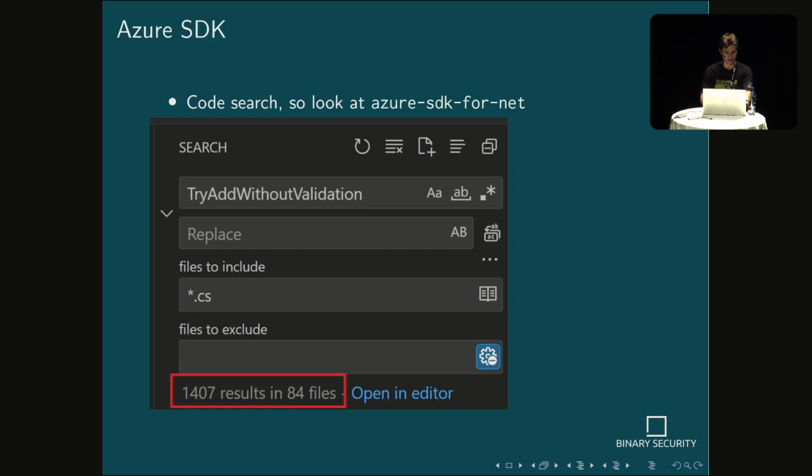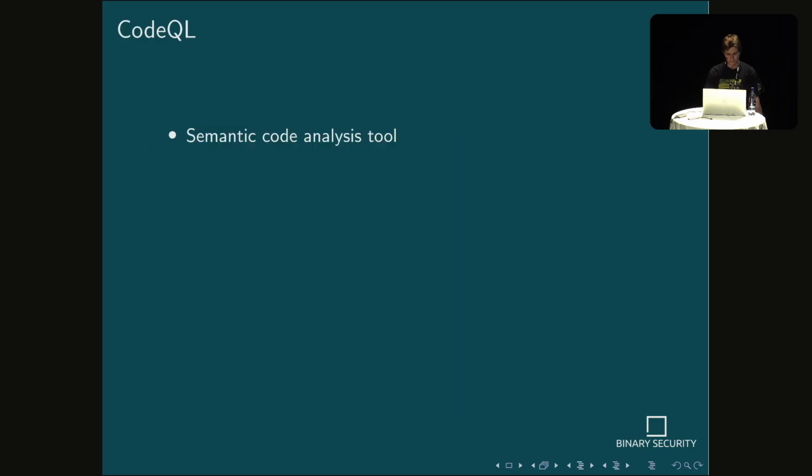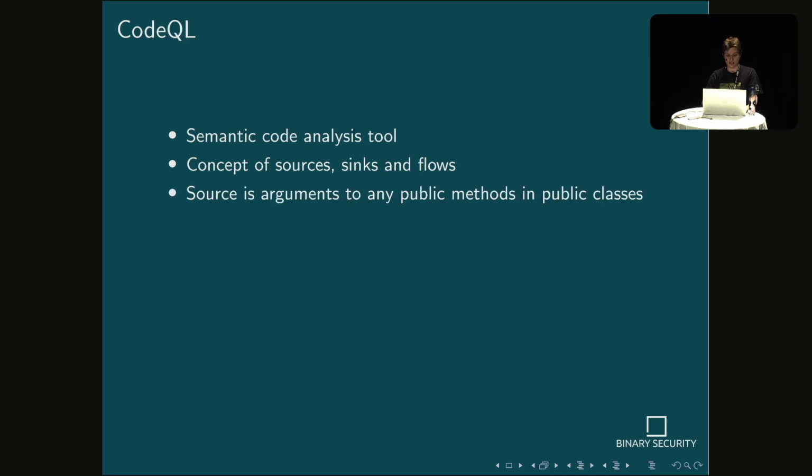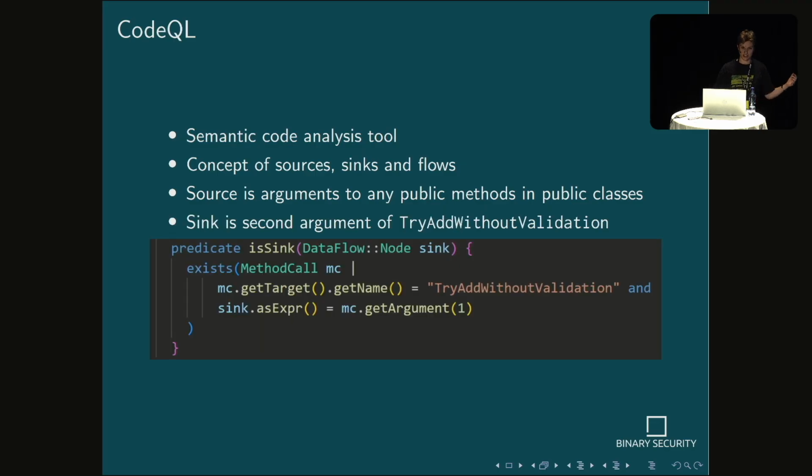So I had to learn how to use better tools. So enter CodeQL. CodeQL is a semantic code analysis tool, which means that I guess you hook it into your build system, and it has actual knowledge of how your code works, what talks to what, what belongs together, that kind of thing. That's not a good explanation. But what's useful here is that it has a concept of sources, sinks, and flows. So what I mean by that is a source, in my case, will be basically any argument to a public method in a public class, aka a public API. And a sink is going to be the second argument to TryAddWithoutValidation, i.e. the value which is vulnerable to CRLF injection.